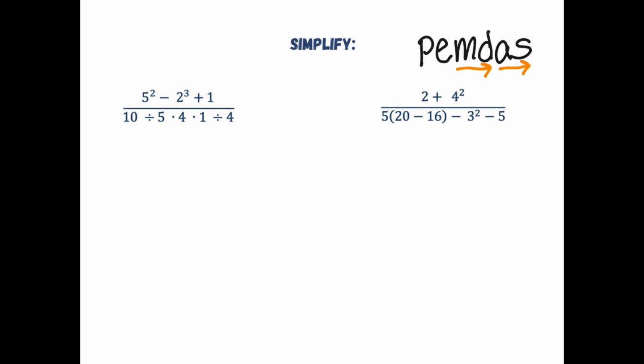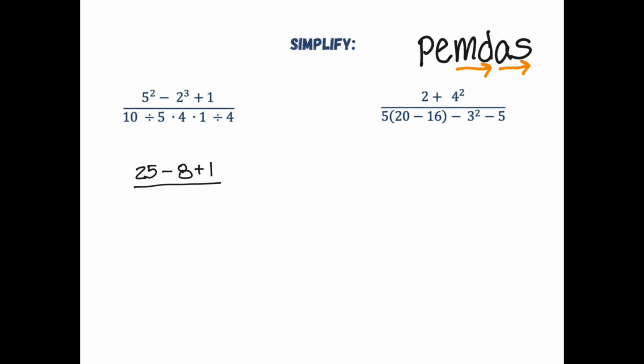In our next example, we have another fraction, but remember, these fraction bars are deceiving. They're actually grouping symbols. So we're going to look at the top and the bottom as separate expressions. So in the top, we have two exponents. We're going to evaluate those at the same time because right now they're separated with subtraction, and that would be the last step that we would do anyways. So we're going to consolidate those steps. 5 squared becomes 25. 2 cubed becomes 8.